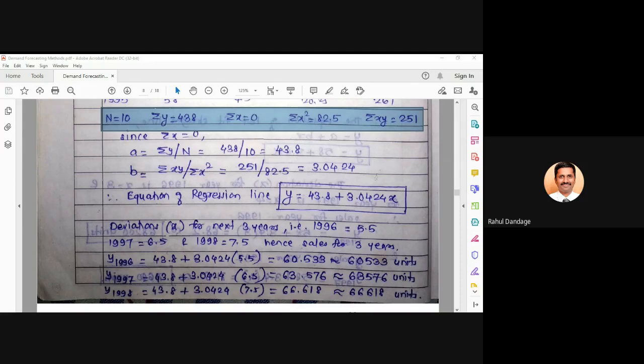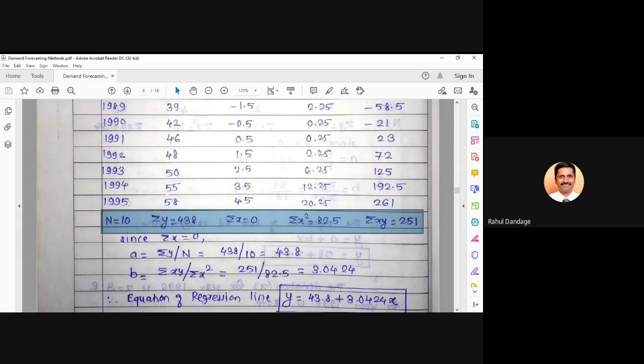So the equation for regression line is y is equal to a plus bx. So 43.8 plus 3.0424x. Once we have this equation, now we have to calculate the forecast for 3 years, that is 1996, 1997, 1998, because here the values are available up to 1995. So we have to calculate for 96, 97, 98.